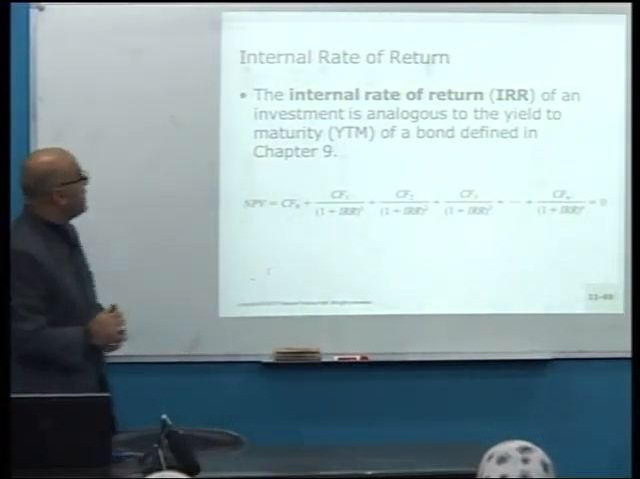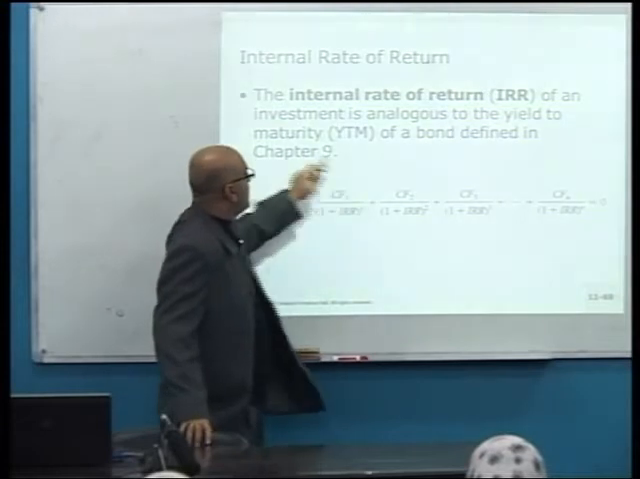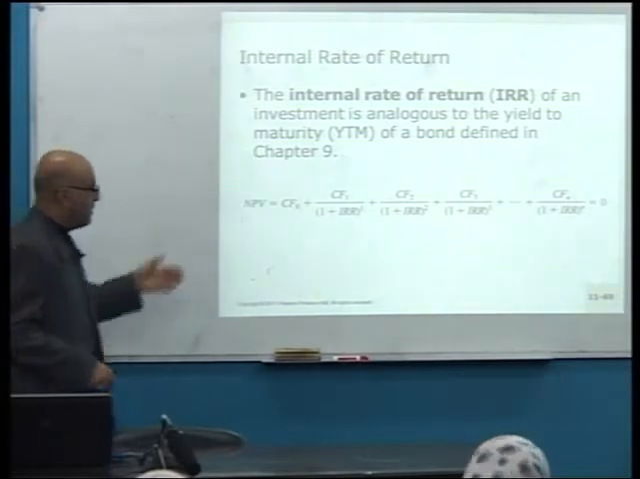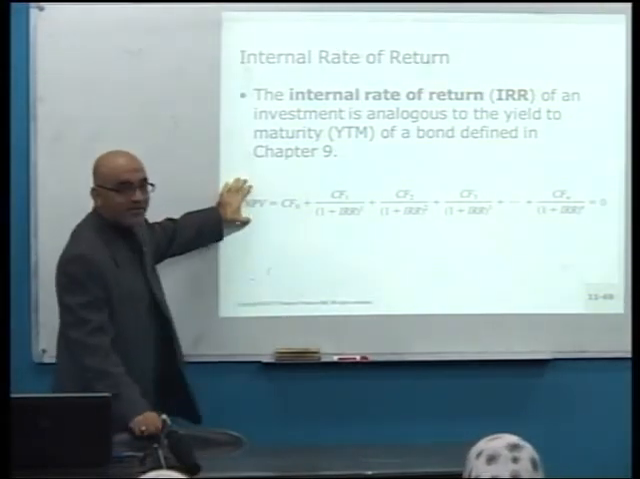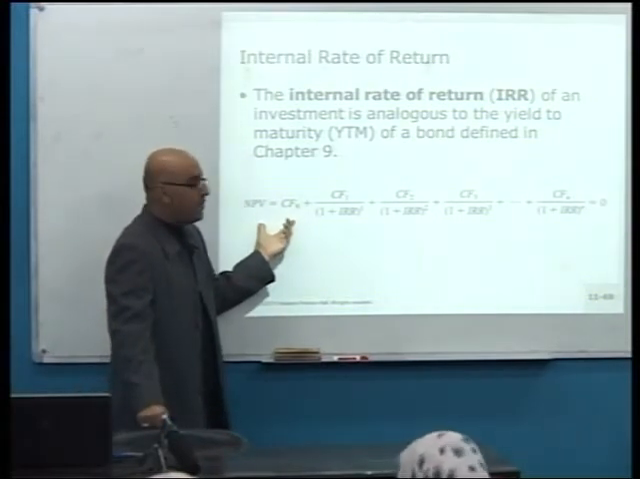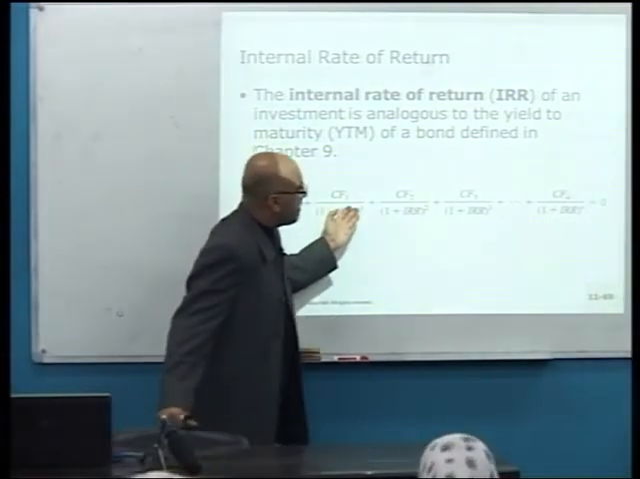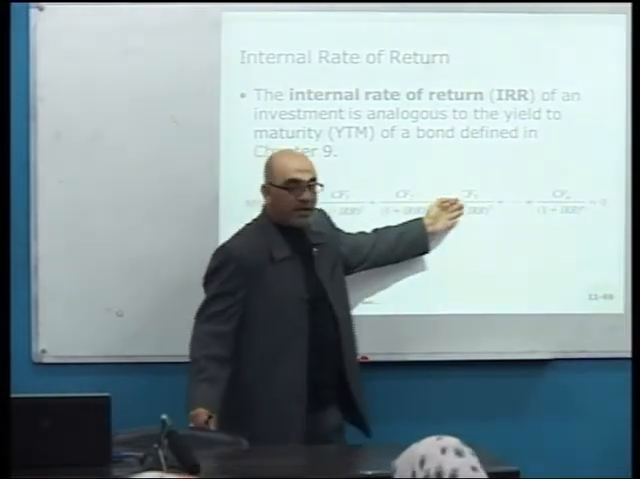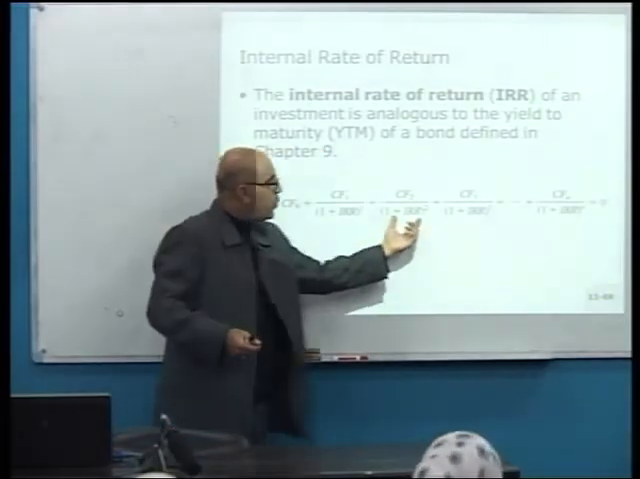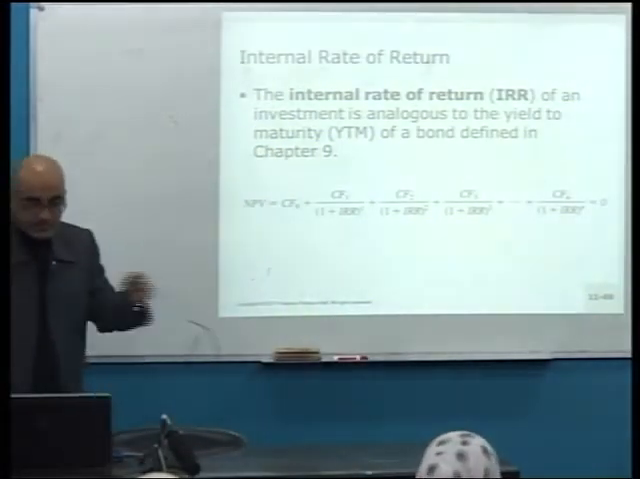So the internal rate of return of an investment is analogous to the yield to maturity of a bond defined in Chapter 9. We will talk about this in Chapter 9 if we have time, but definitely we don't have time. The net present value is equal to the initial outflow, which takes a negative sign, and add to it the stream of cash flows. So at the end you will have 0. Our question is, the rate that makes the answer 0 is the internal rate of return.